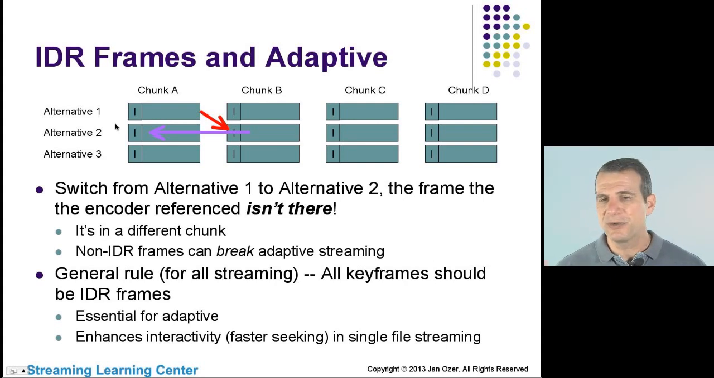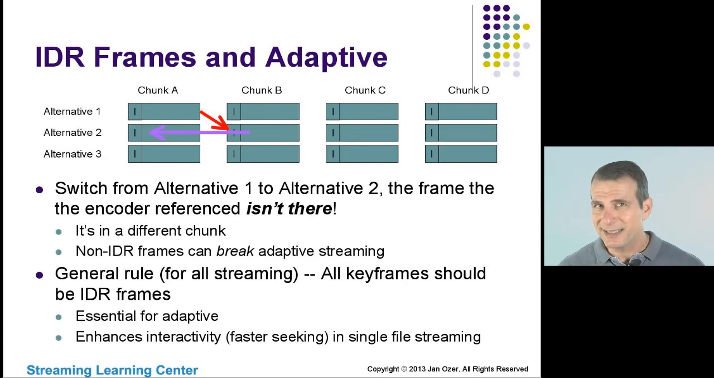Again, if you're doing the stream switch that we saw before, if you have a keyframe that is not an IDR frame, a frame in that chunk could look for a reference from a file in a previous chunk, and if you switch streams, that chunk isn't there. The chunk was actually from a different stream alternative. So non-IDR frames can actually break adaptive streaming schemes, and you should never use them when you're encoding for adaptive streaming. And most authorities say if you're producing for even single file streaming, you get more interactivity if you've got all iframes set as IDR frames.